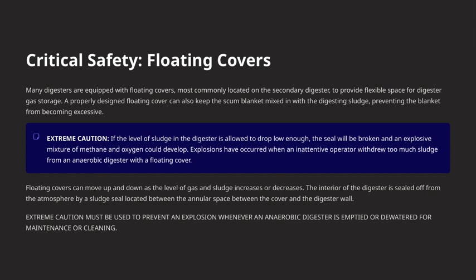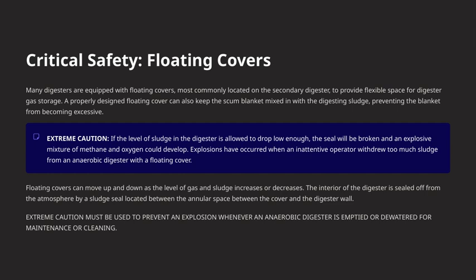Now, here's a very important safety point. Extreme caution is needed because if the sludge level drops too low, the seal of the cover can be broken. When that happens, a dangerous mixture of methane and oxygen could form, and this mixture is highly explosive. There have been incidents where operators, perhaps inadvertently, withdrew too much sludge during maintenance, leading to such explosions. So, always be aware of the sludge level and handle sludge removal carefully.